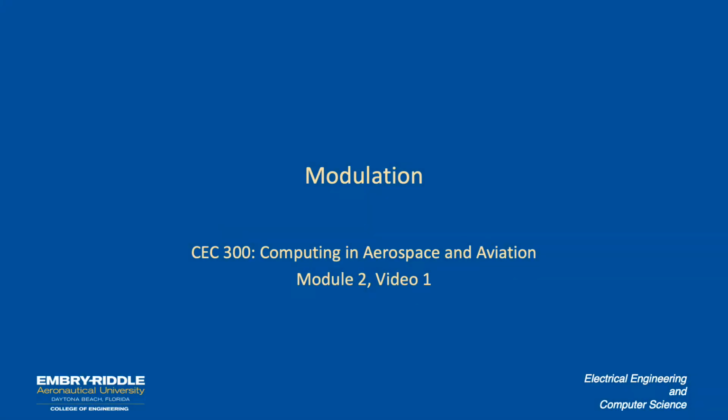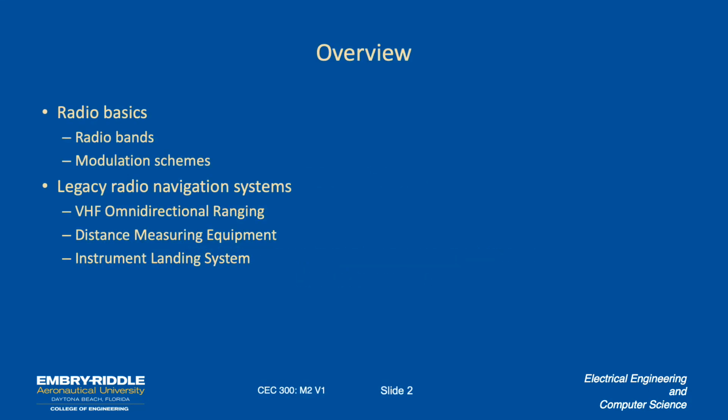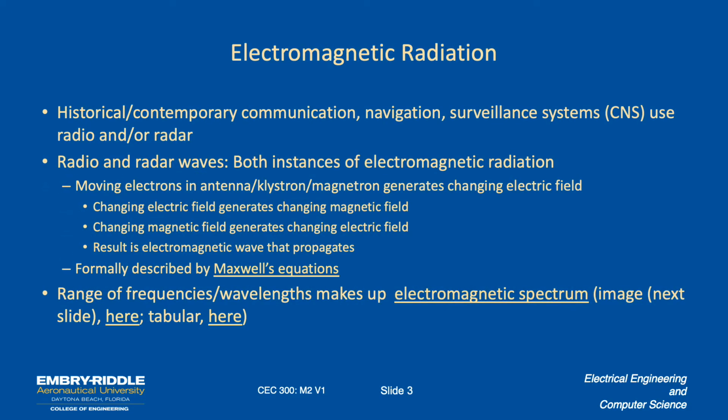In this brief video, we want to talk about different kinds of modulation schemes used in radio. We'll look at radio bands and those modulation schemes, and then in the future videos in this module, we'll look at VOR, DME, and ILS.